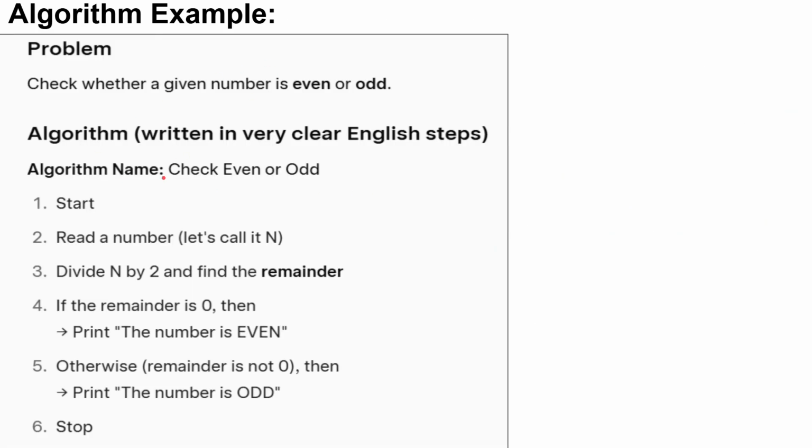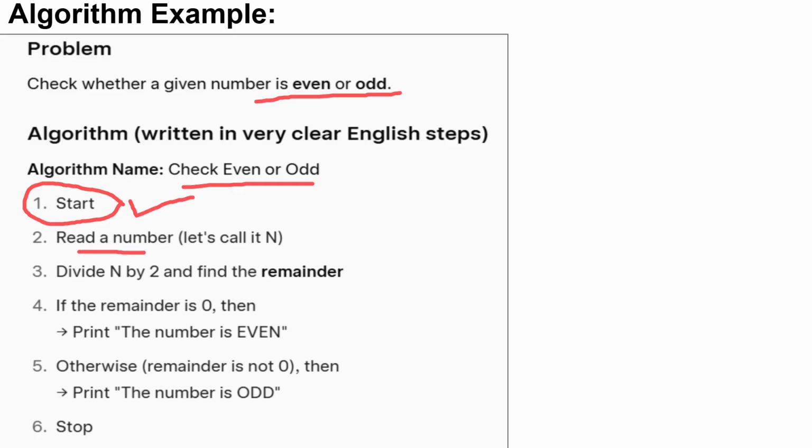So you can see a simple example for understanding the algorithmic approach. Here our aim is to check whether a given number is even or odd. So for that reason we are writing an algorithm. The algorithm is: check whether a given number is even or odd. In an algorithm, as you have seen till now, there is always a start step.